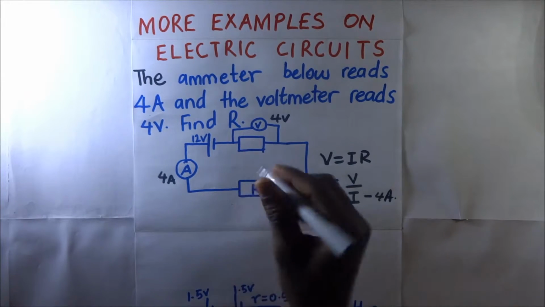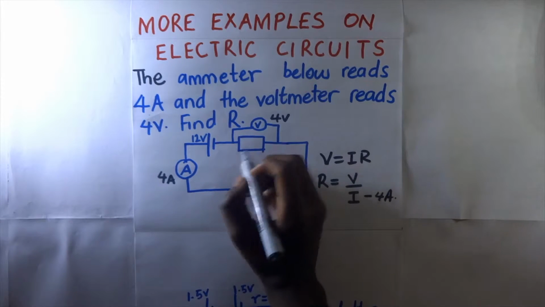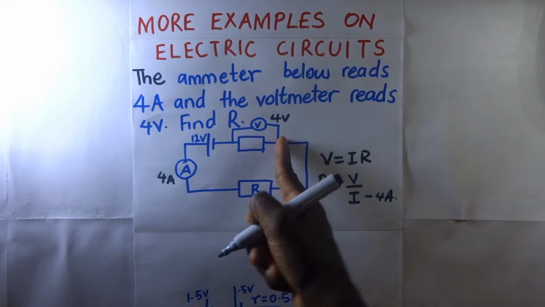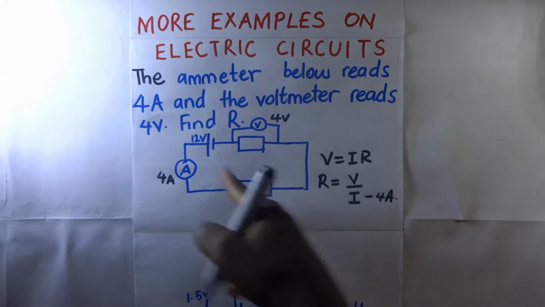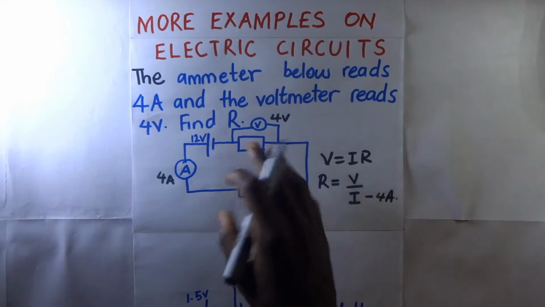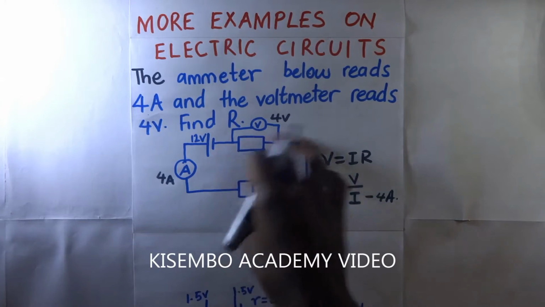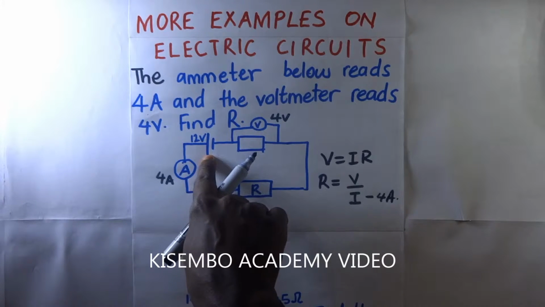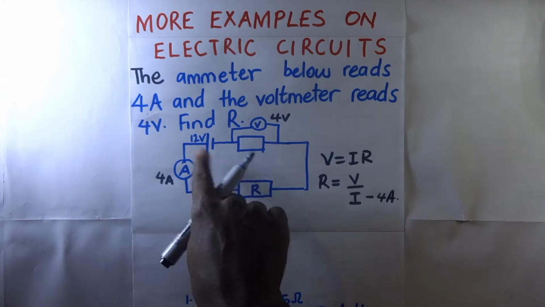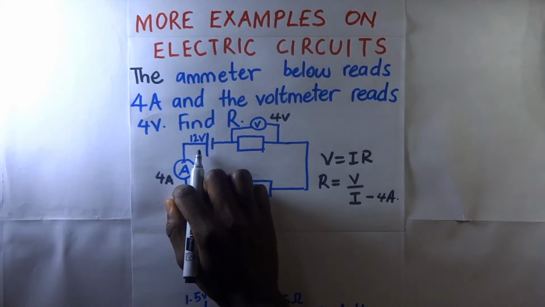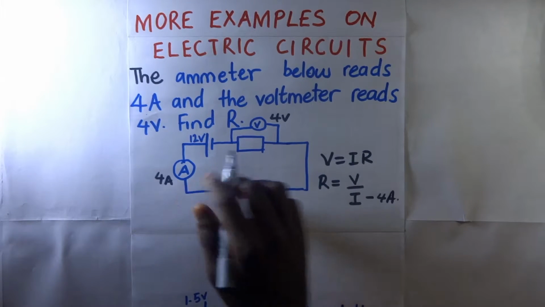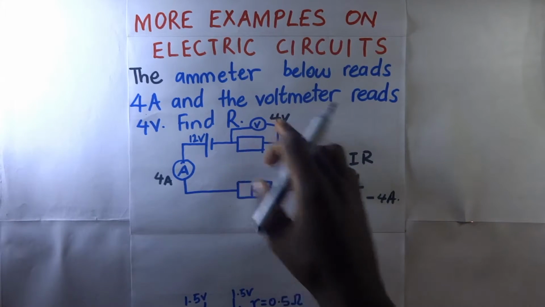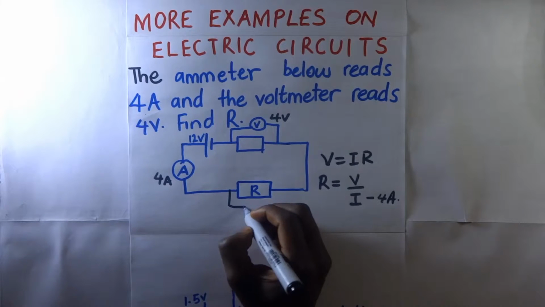This circuit has 2 resistors. This resistor has a voltage of 4 volts, it has 4 volts as the PD across it. We all know that in any circuit, the sum of the total potential drops in the entire circuit is going to be equivalent to the total EMF in that circuit. So the EMF here is 12, and one of the resistors has a potential drop of 4 volts. We do not know the potential difference across this.